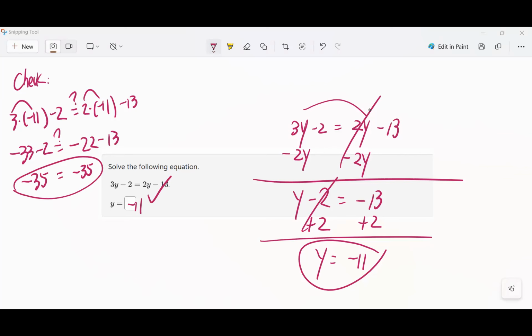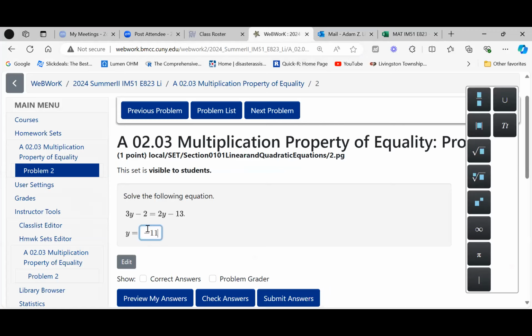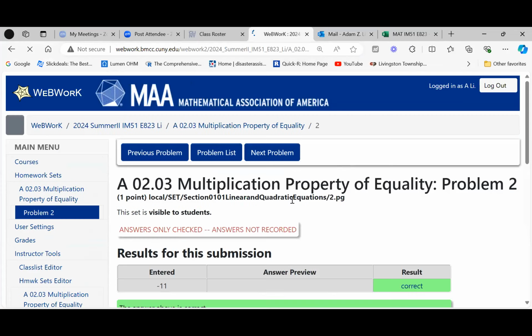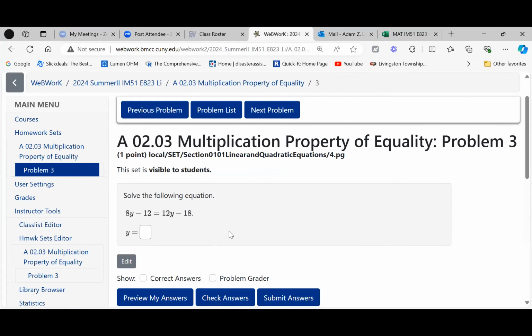Any question about this? Should be the correct answer. Our next problem. Okay, you guys have this one.